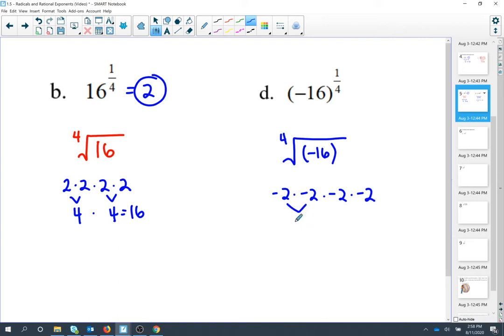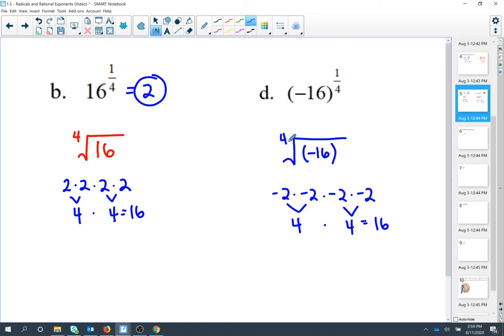-2 times -2 is 4. -2 times -2 is 4. Well, 4 times 4 is 16. And I wanted -16. Well, that doesn't work. So the answer is not -2. If I did a +2, I'd still get +16. Is there a way for us to multiply 4 of the exact same number and get to a negative number? And the answer is no.